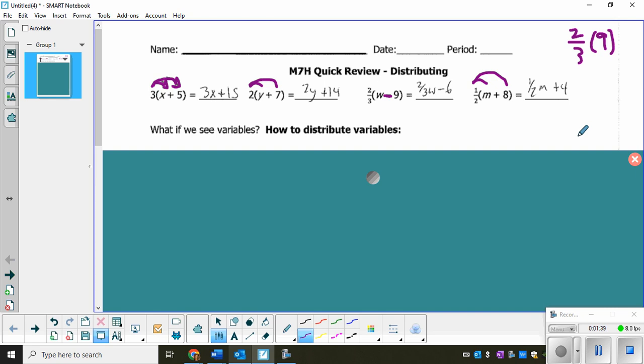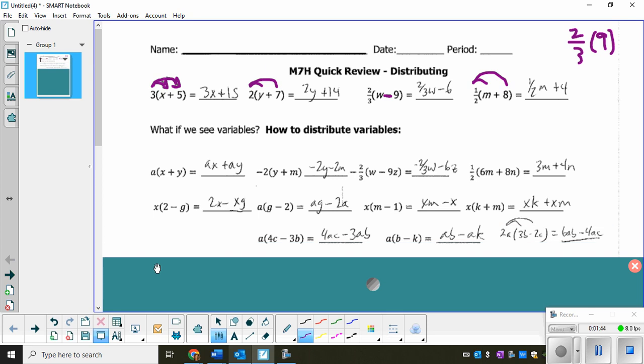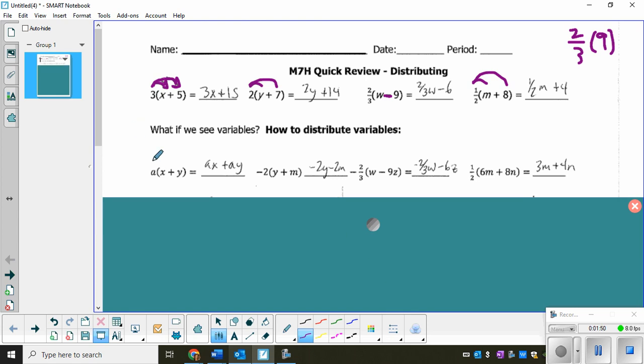So that's just a quick review again on something that you already know how to do. And now let's take a look at some examples if we are distributing variables. So for this first row here, we've got an a on the outside, and we're going to distribute that to an x plus y on the inside. So a times x becomes ax, and then a times y becomes ay. So this is now ax plus ay. For the next one, we're distributing a -2 to a y, and then a -2 to an m. So -2 times y is minus 2y, and -2 times positive m is a minus 2m.